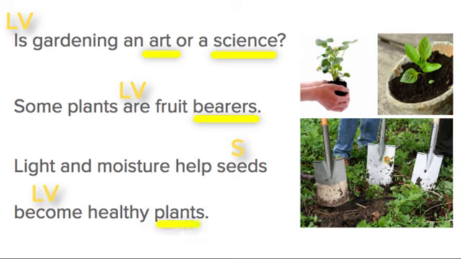Seeds and plants are both nouns. It's the same thing. That's what linking verbs do. They connect either a predicate nominative back to the noun, and they're both going to be nouns, or like we'll learn in our next video, they can connect predicate adjectives back to the noun.